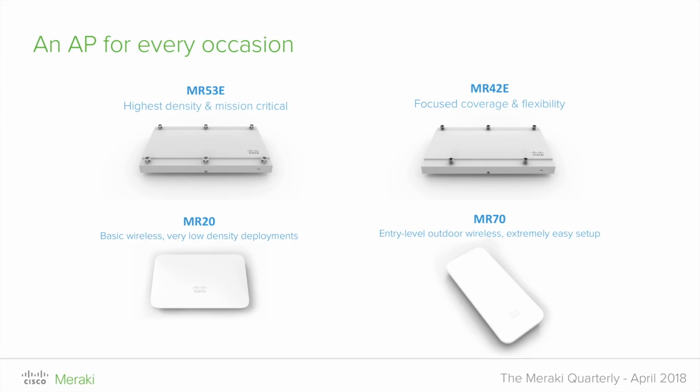And the MR70 is our outdoor AP for basic coverage. So again, extremely easy to set up. If you've noticed, it does not take external antennas, so you just deploy it and go, but it is IP67 rated and ruggedized for vibration and moisture and things like that. And it also does not include the Bluetooth radio or the scanning radio. So keep those in mind. They are there for entry-level sort of basic coverage scenarios.